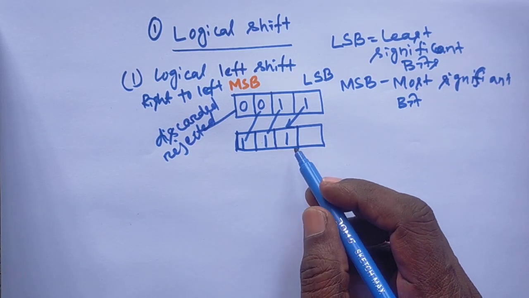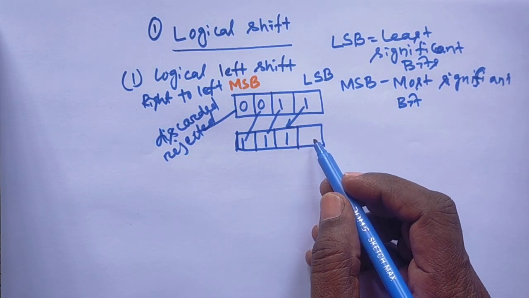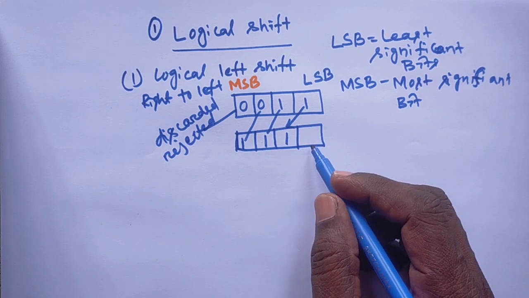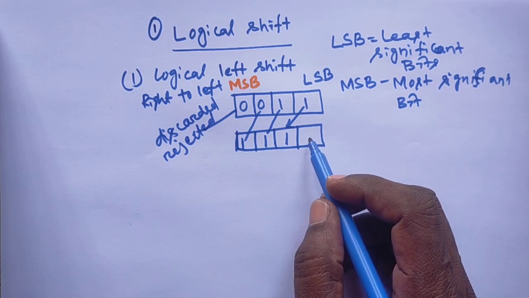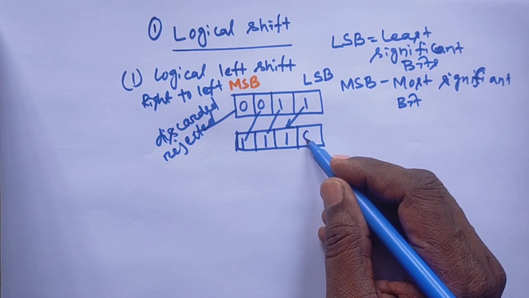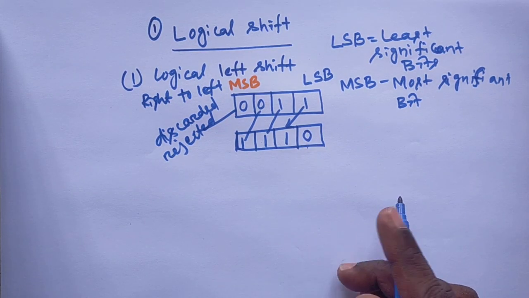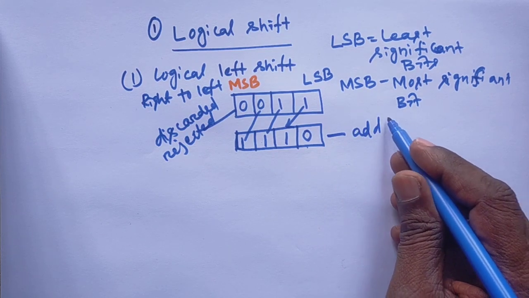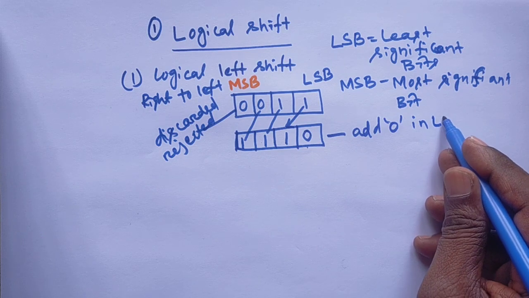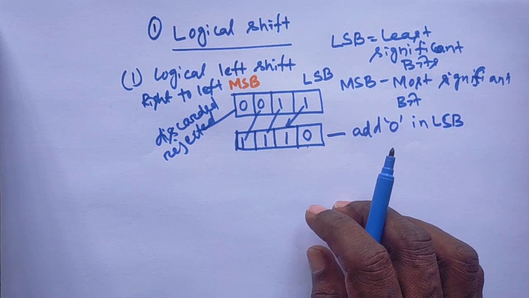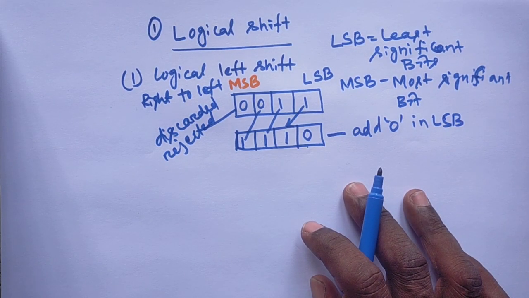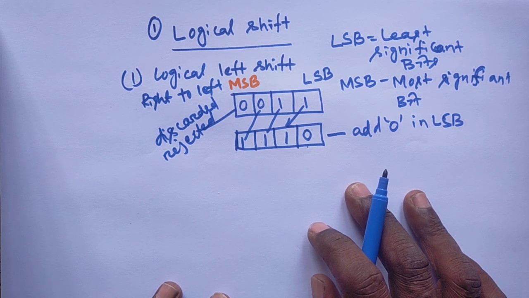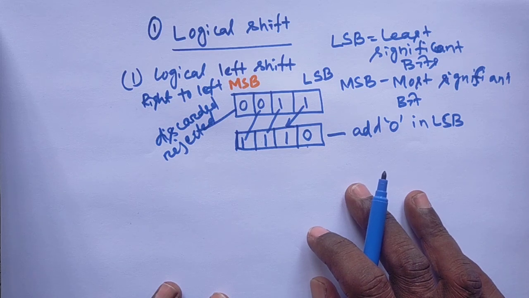Okay, but in the right hand side, what happens? There is no data here, you see, no data. But since it has to be filled up with 4 bits, we have to fill it with 0. That means add 0 in the LSB. Now see, it is very easy if we go through this logical left shift. Once again I will tell you.